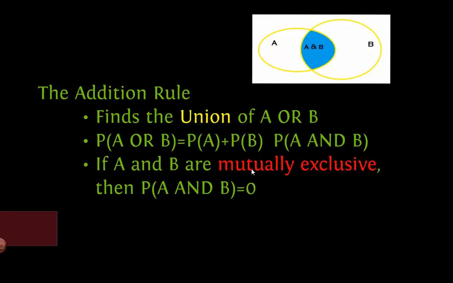And if they're mutually exclusive, there is no intersection. I'd have A over here, I'd have B over here, and they would not cross at all.